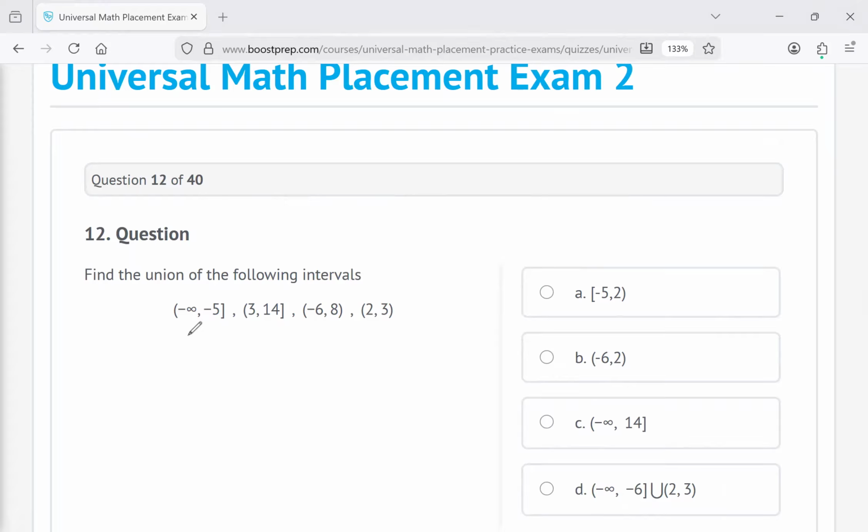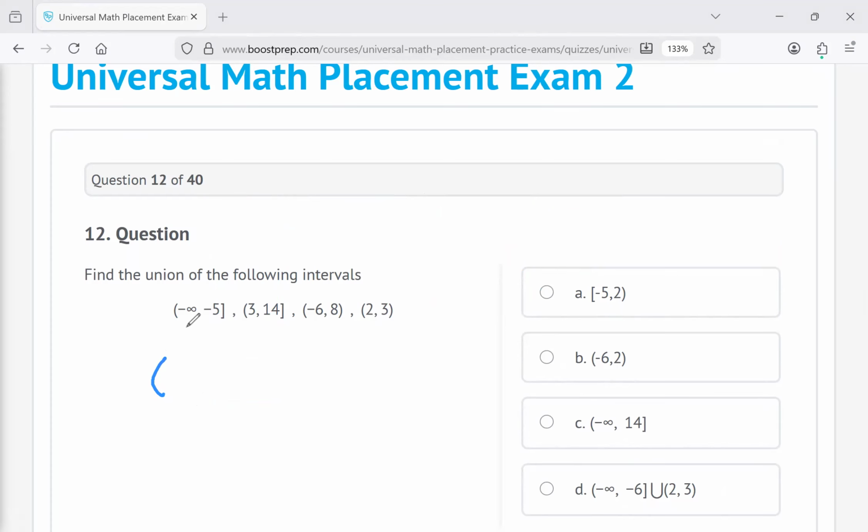Question 12. Find the union of the following intervals. What you've got to do is easier than it looks. All you've got to do is just put them in order. These are all x values. There are no y values involved. So this -5 is not a y value, it's actually an x value. So what we've got to do is go from the smallest x value to the largest.